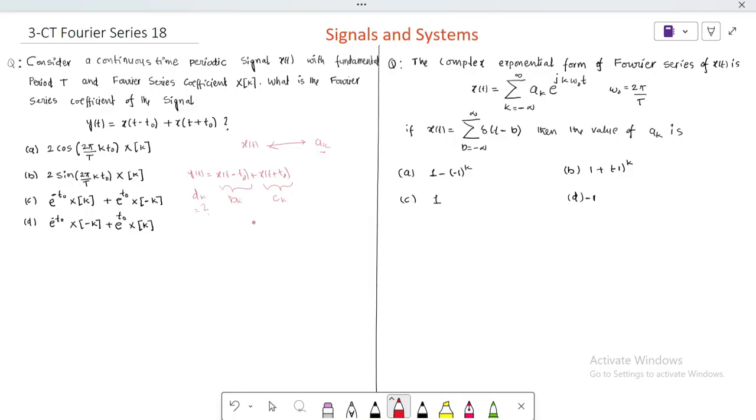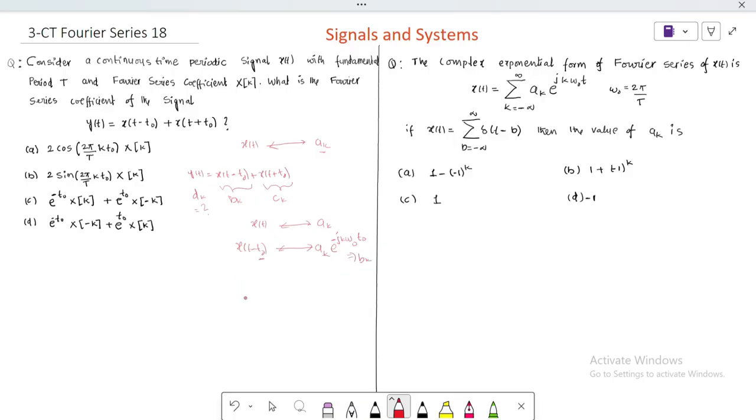First of all, this x of t, its Fourier series coefficient equals ak. Then x of t minus t naught, its Fourier series coefficient, is a time shifting, a delayed signal. So it's nothing but ak into e power minus jk omega naught into t naught, delayed by t naught units. That you should take. So this is equal to bk.